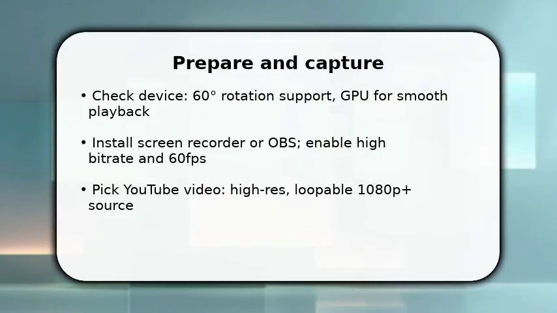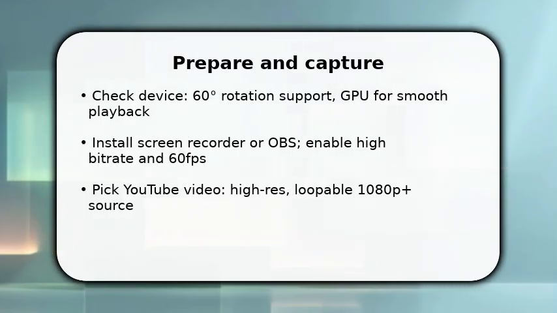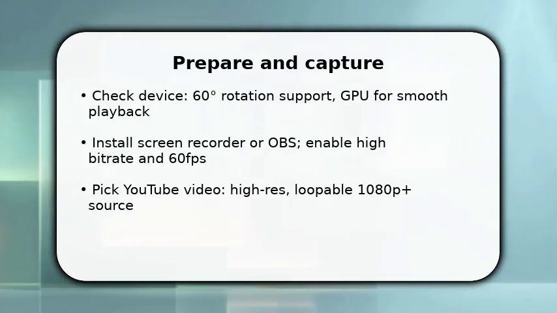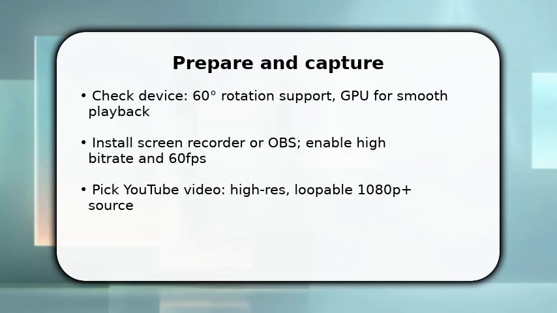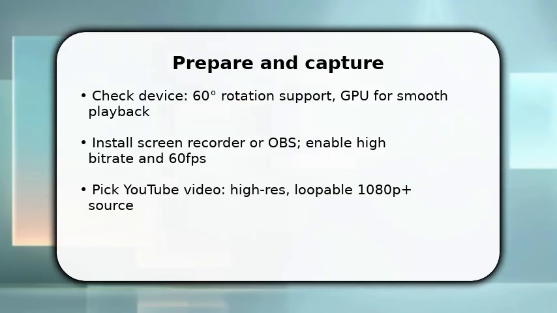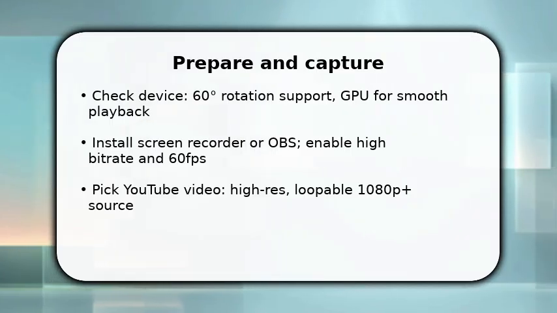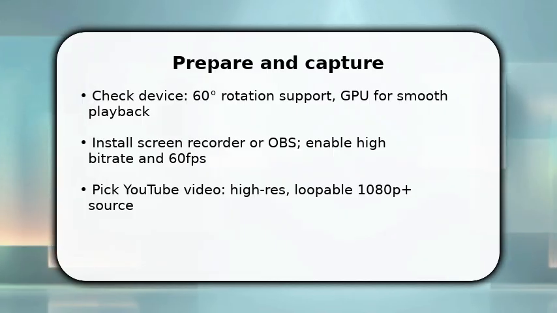You start by preparing the source and capture tools so the live wallpaper looks fluid. First, pick a high-resolution, loop-friendly YouTube video. This reduces visual seams. Once chosen, install OBS or a screen recorder and set output to 1080p or higher, 60 FPS and a high bitrate so compression artifacts disappear. Make sure your device supports continuous background play or an app that hosts live wallpapers.